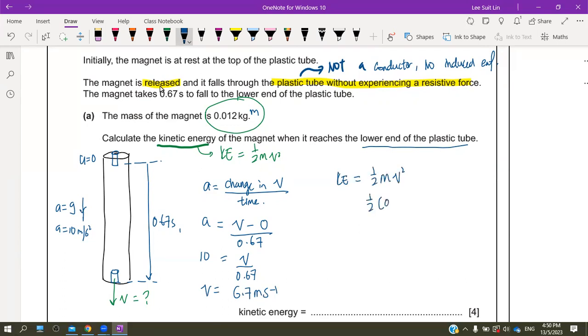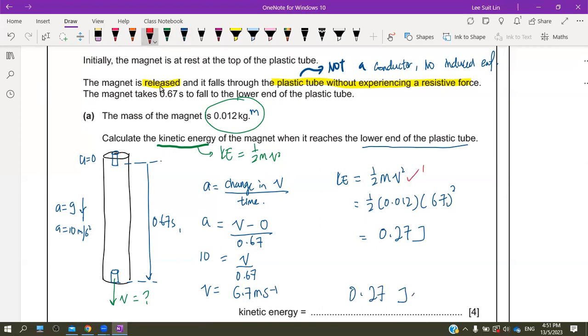Then if you want to find the kinetic energy, you will take half mv squared. This will be half times 0.012, and the velocity is 6.7 squared. This will give you 0.27. Very nice.